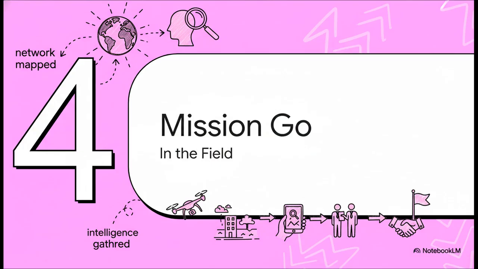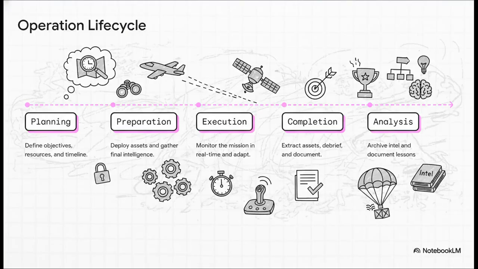Now we move into the operational phase, where all that digital intelligence gets turned into real-world action. The OPS subsystem manages the entire mission through a 5-stage life cycle. It all starts with planning the objectives, then it moves to preparation and getting assets in place, then comes the real-time mission execution, followed by completion and getting everyone out, and finally, a deep post-mission analysis to see what worked and what didn't.